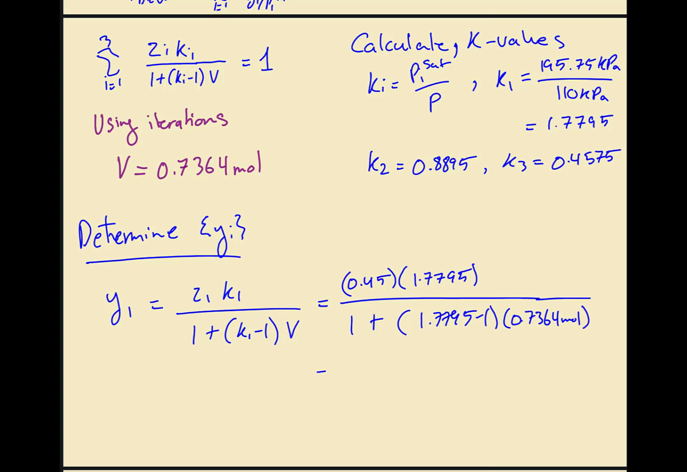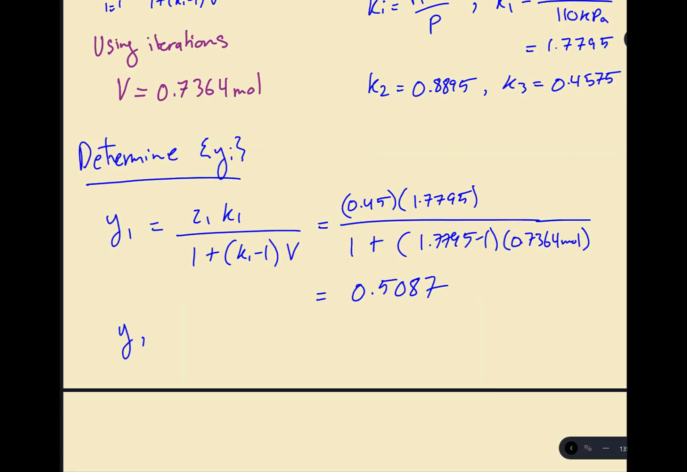All right. Do the math, you're going to get 0.5087. Do the same thing for y2, you get 0.3384, and then y3, 0.1524.